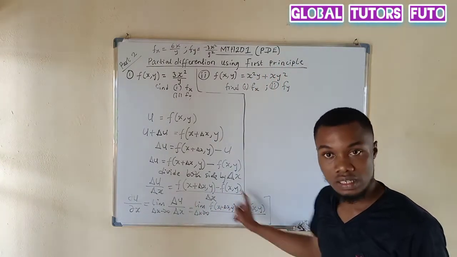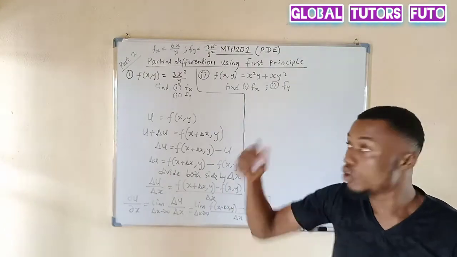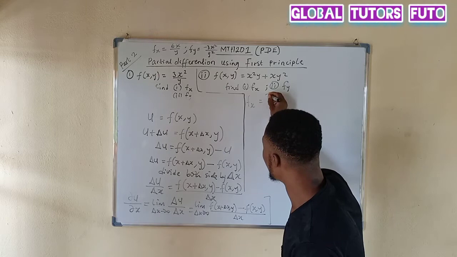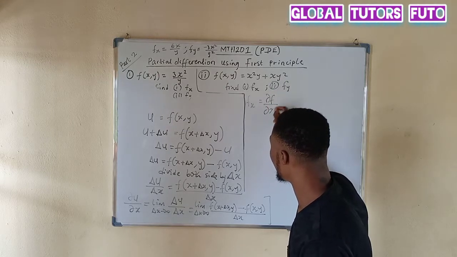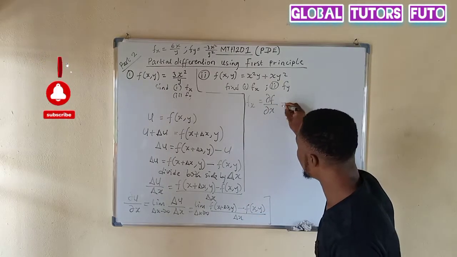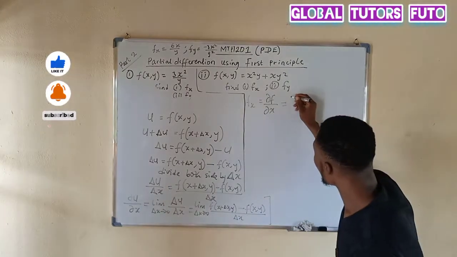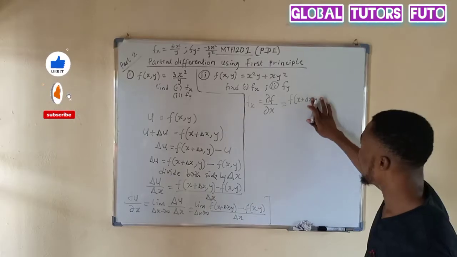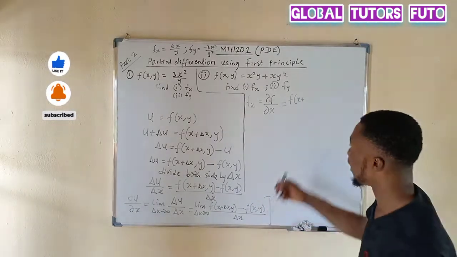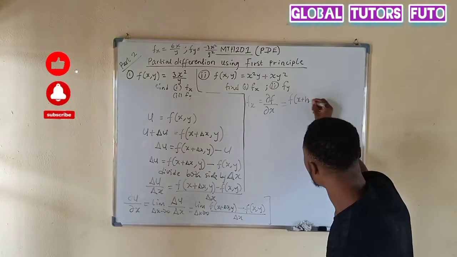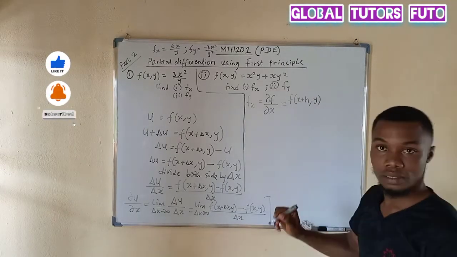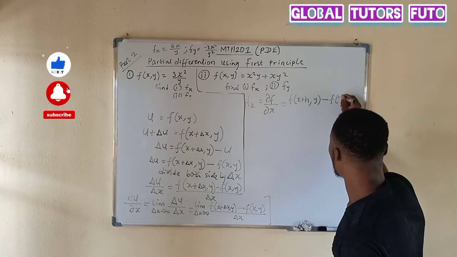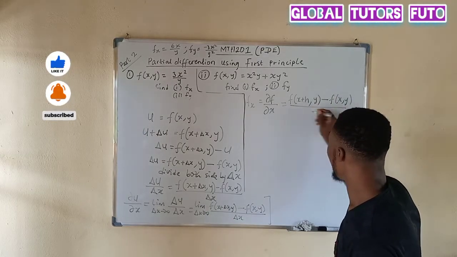I will use this limit as change in x goes to 0, I will solve. So for instance, now if I'm looking for f of x, which is something as change in f over change in x, I will take that this is the same thing as f of x plus change in x. So you can use change in x or you can use a letter, let's say h. I can use change in x or I can use h. f of x plus h, comma y, minus f of x, comma y, over h.